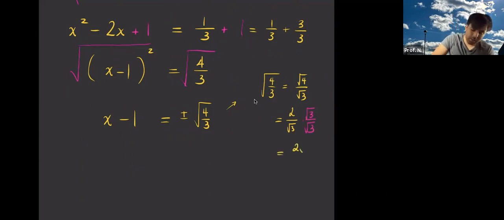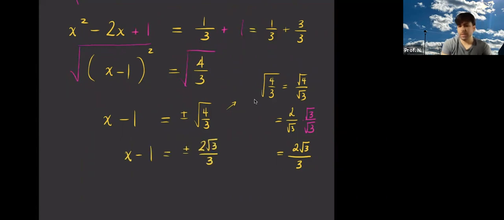In the numerator, I get 2 rad 3. In the denominator, I get rad 3 times rad 3, which is rad 9, which is just equal to 3. So in reality, I got x minus 1 equals plus or minus 2 rad 3 over 3. So be careful with that.